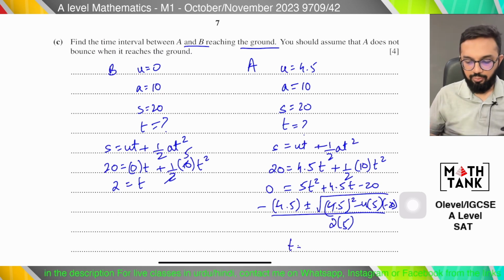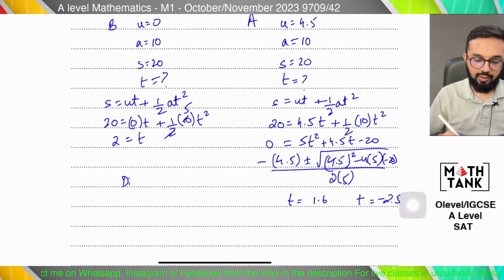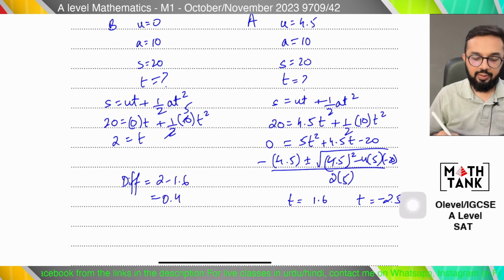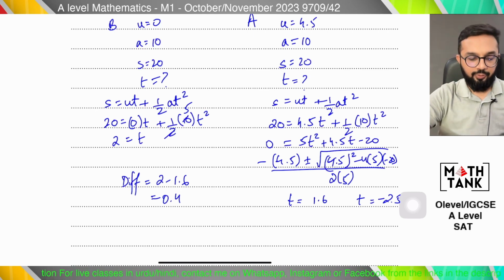1.6 and minus 2.5, so 1.6 should be the correct answer. What's the difference between the two times? I'm going to say that the difference in time is 2 minus 1.6, so that's a time difference of 0.4 seconds. Okay, moving on.